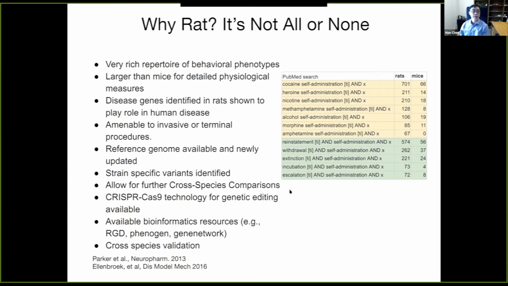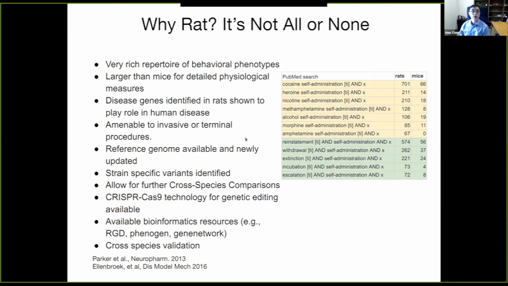There are some other aspects of rats that are useful, such as they are bigger than mice, for example. So, in the brain, you can better delineate different brain regions. You can, for example, delineate the shell of accumbens versus the core of accumbens, and you can still get enough tissue for doing transcriptome studies or epigenetic studies as well.